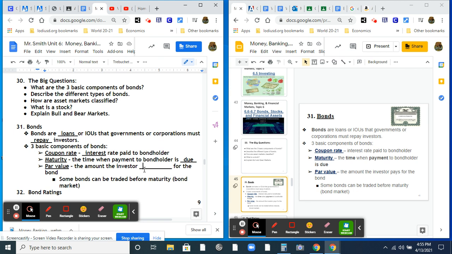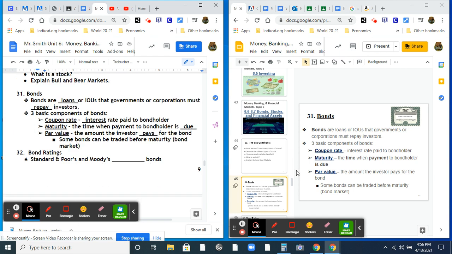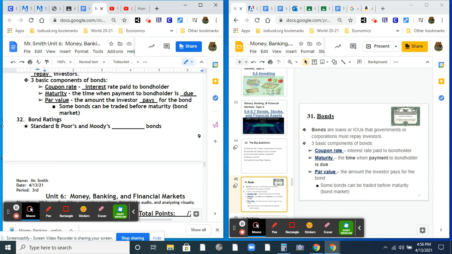Par value, that's the amount of the original investment. It's what you're paying for the bond. So par is basic level. It's not good, it's not bad, it's what you put in. And in golf terms, it's the same. Par is like the average expected score on a hole. So that's how they're using it here.